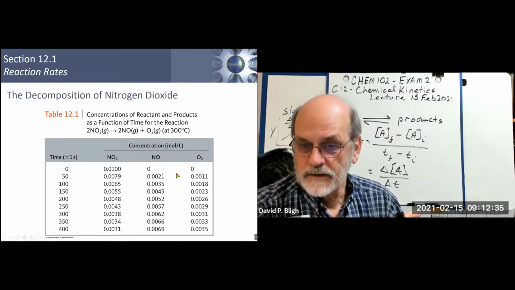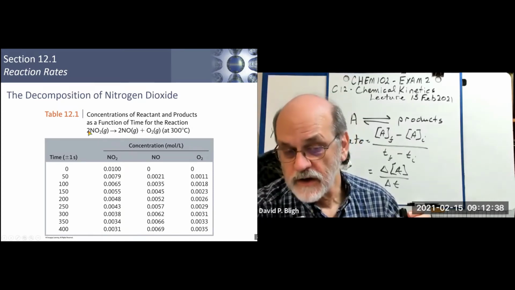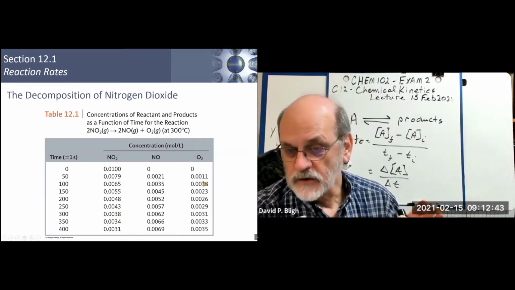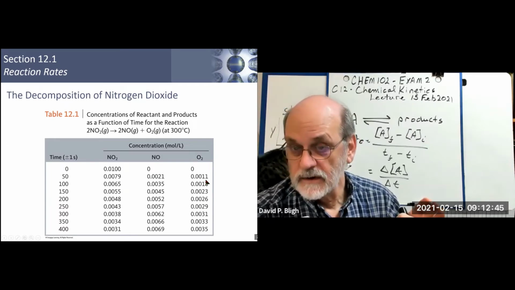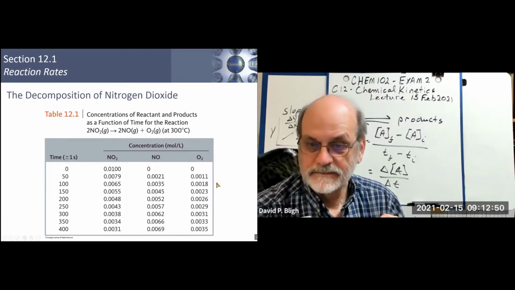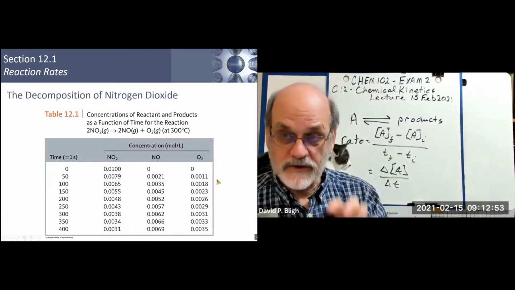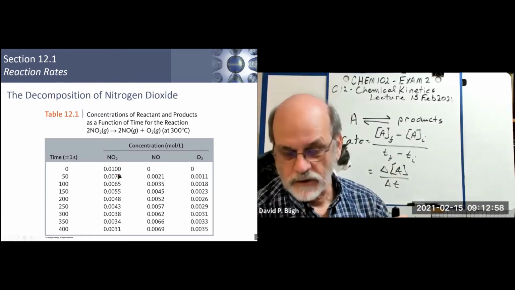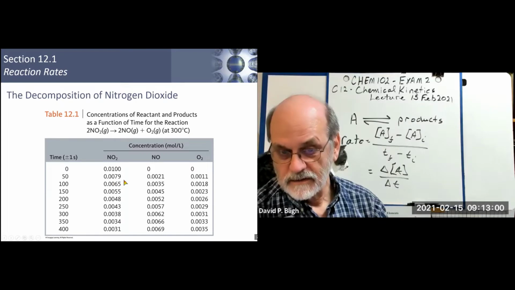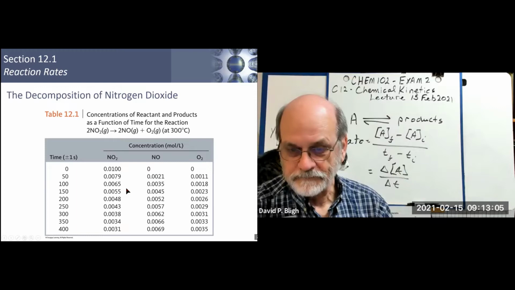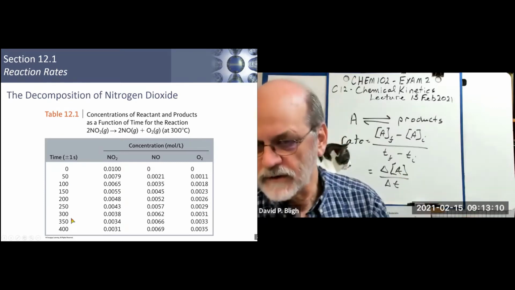But look at the oxygen. What's the ratio there? The ratio there is for every 2 nitrogen dioxides, you get 1 oxygen. So the value here in the first time interval is half of that value. Okay, so the stoichiometry is still there as the reaction proceeds. And you'll notice as you change, right, you get that same ratio until the end of the reaction, whatever that happens to be.